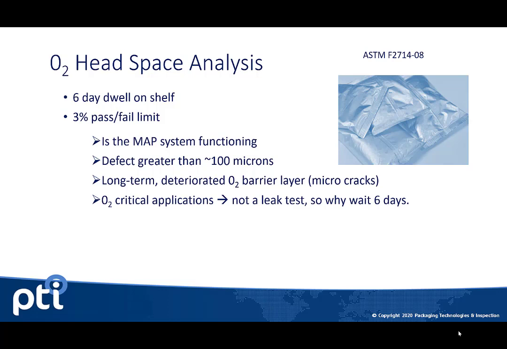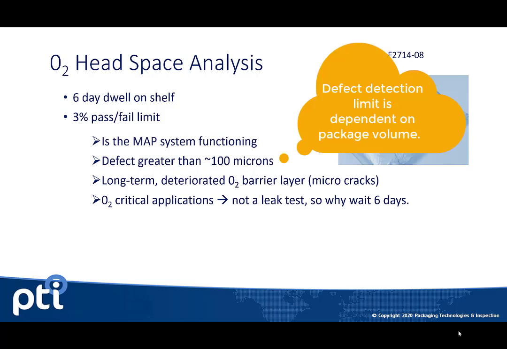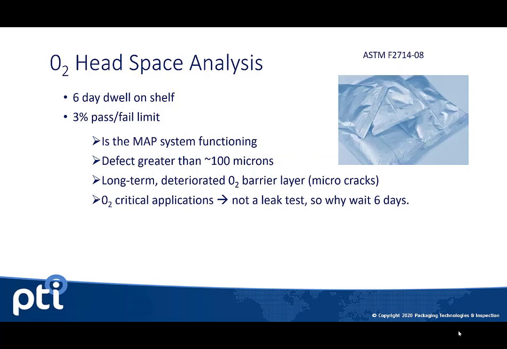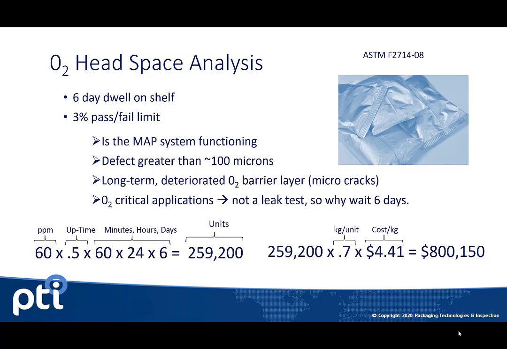system is actually functioning. So it's not just a leak test. That's really important to understand. It's only picking up defects greater than 100 microns, but it's an oxygen critical product and an oxygen critical leak test. So the fact that it can only detect leaks down to 100 microns in this 6-day dwell period just means it's not really a leak test, because it's not achieving the leak test requirements demanded by this oxygen critical product. So really what this O2 headspace analysis test is, is just to see, is that MAP system functioning? So stepping back and understanding that test method is very important.